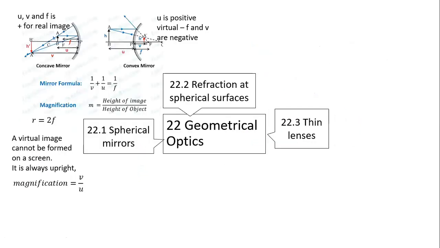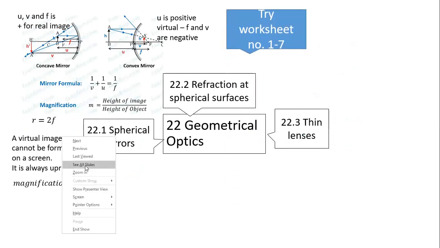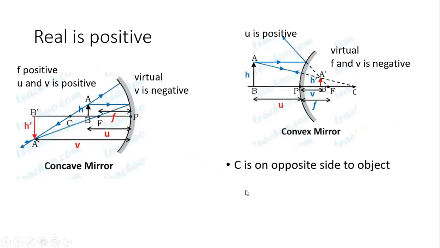Go back, sir. Sorry. Previous page only. The real is positive, concave and convex. Teacher, can you tell me which one is the F and which one is the V? I'm confused now. This is your F here. So as long as your F is on the same side as the object, it's positive. This one, your F is on the opposite side of the object, so it's negative.